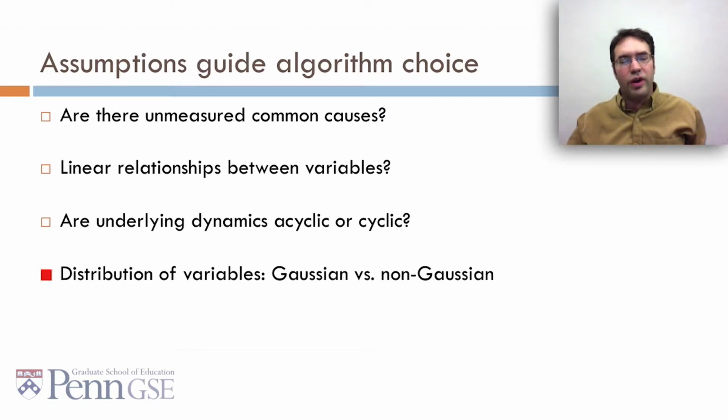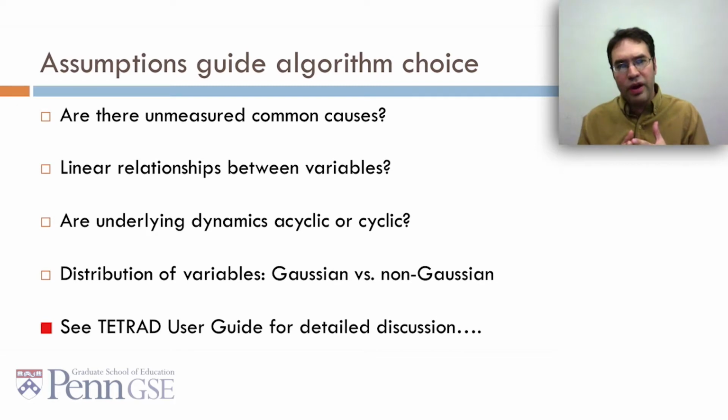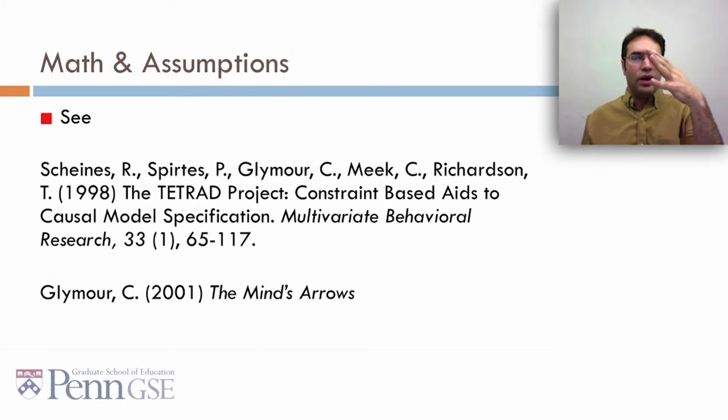And are the distribution of variables Gaussian or non-Gaussian? For a discussion of which algorithm is the right one to use for each of these cases, I'd like to refer you to the Tetrad user guide, which can go into much more detail on this than my lecture can. For the math and assumptions, it's hairy, it's hard work, it's good slogging. This is a good paper to read, and this is a good book to read. I read the book first, I read the paper second. That'd be my recommended order.